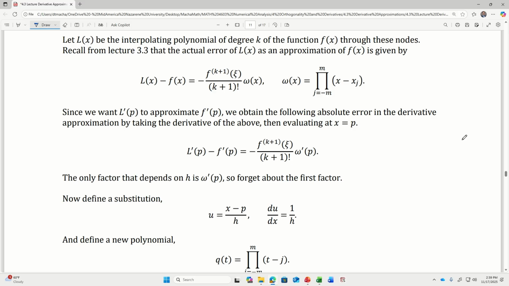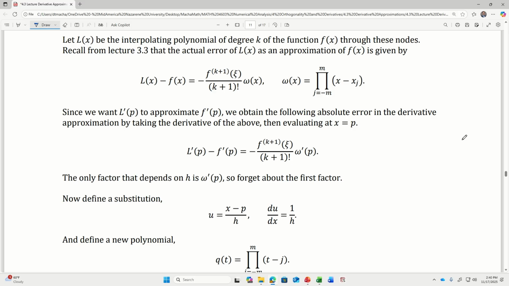Since we want the derivative of this interpolating polynomial to approximate the derivative of my function, we're going to take the derivative of both sides of this equation, and then we're going to evaluate them at p. But this k plus 1th derivative of f at this Greek letter c, that's not a function of h. It's just a constant. K plus 1 factorial, that's not a function of h. It's just a constant. So what we really care about is this omega prime of p factor.